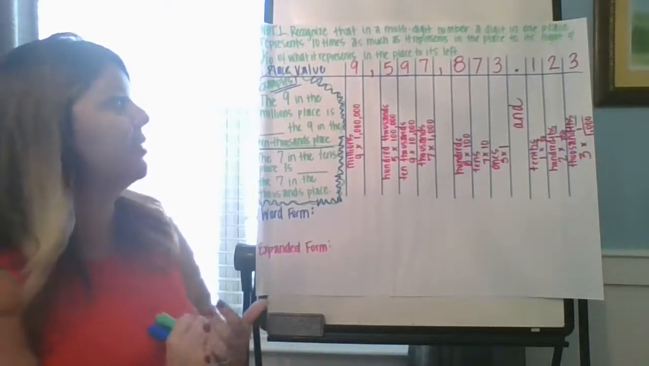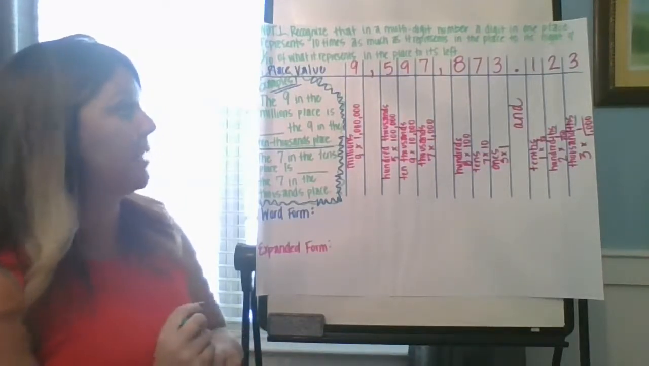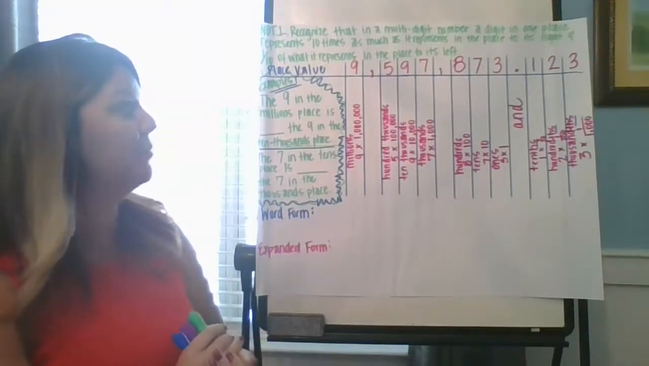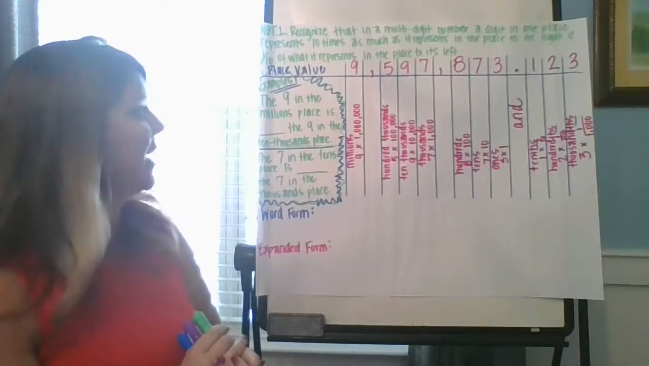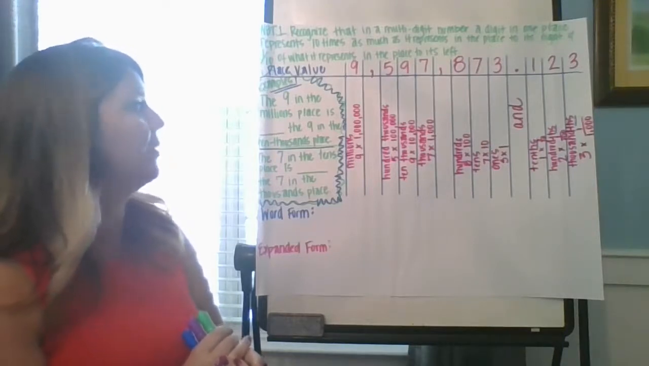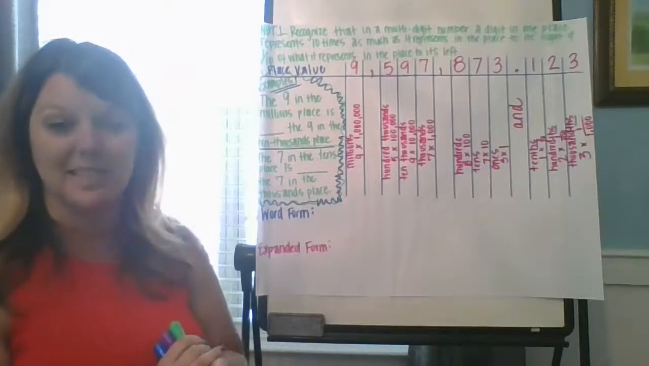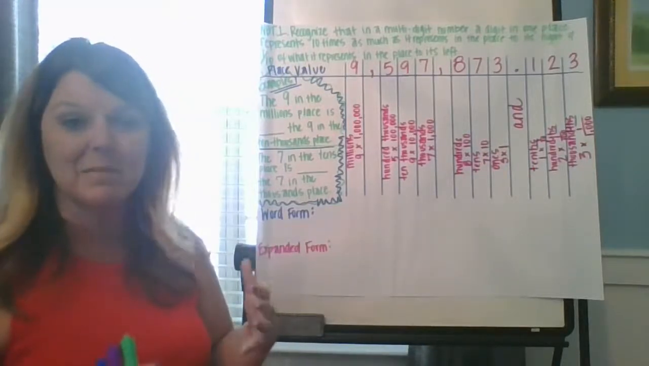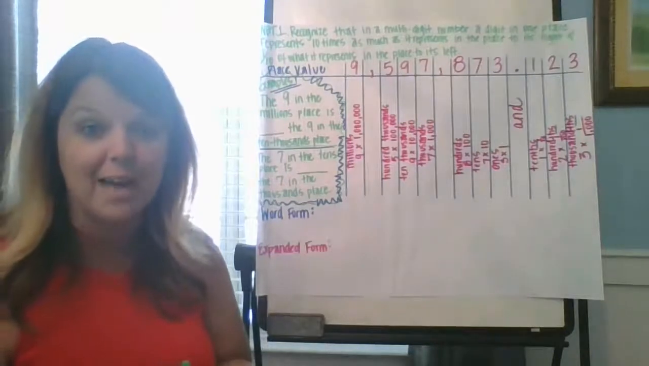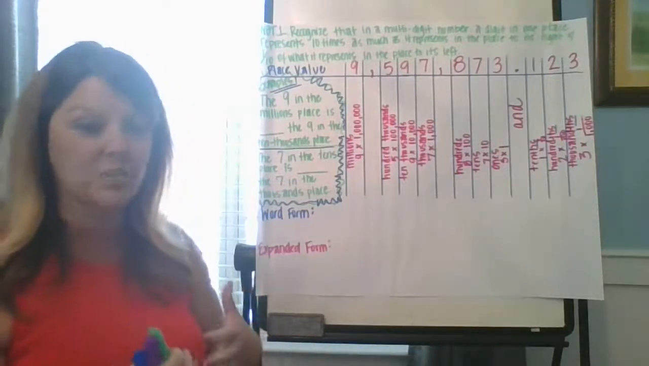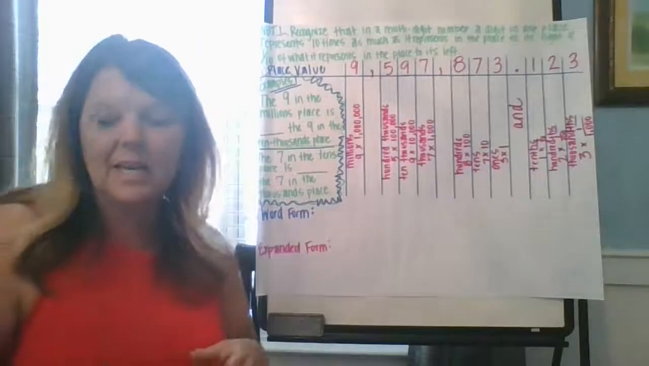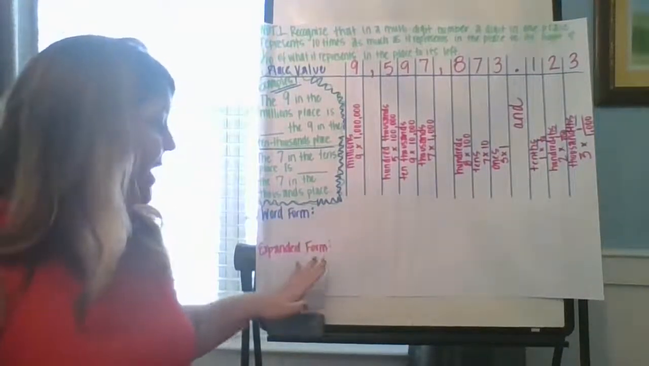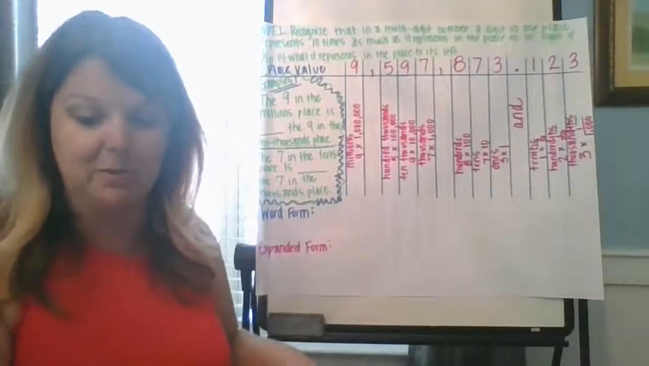The standard says that you can recognize in a multi-digit number, a digit in one place represents 10 times as much as it represents in the place to its right, and 1/10 of what it represents in the place to its left. Now, that is a lot of words, and it doesn't seem to make a whole lot of sense right off the bat. So I want to take a minute and try to decode some of that. And we're also going to talk about what word form of a number should look like and what expanded form of a number should look like.